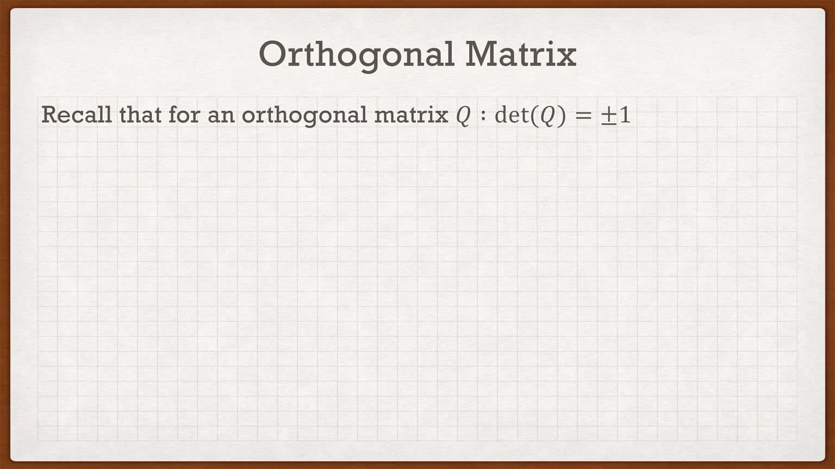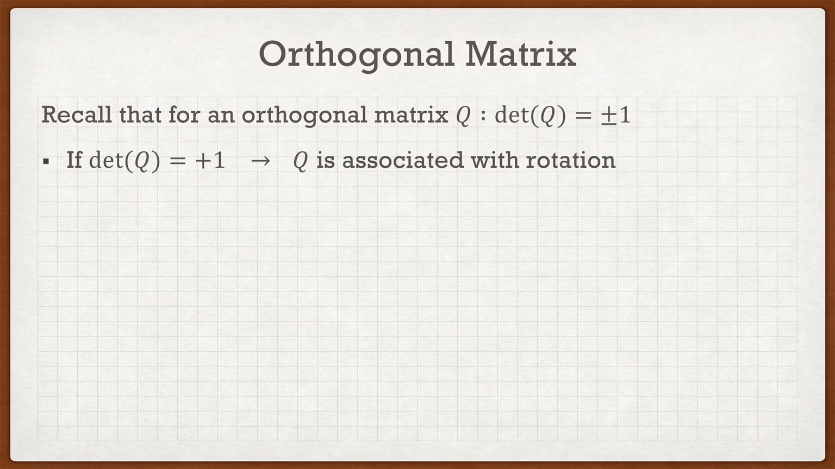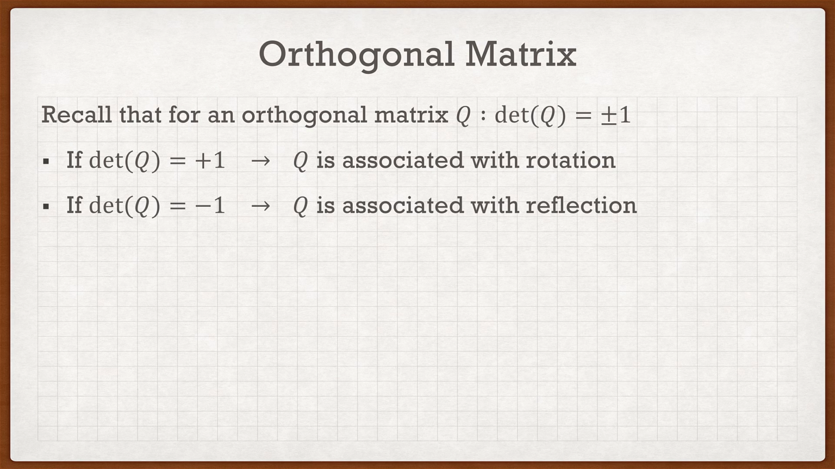So moving on from that, the second question wants to know if Q is a rotation or a reflection matrix. What is it associated with? Remember that we said the determinant of Q is equal to plus or minus 1, and that plus or minus is actually the key to figuring out this question. If the determinant is equal to positive 1, Q is associated with rotation, while if the determinant is equal to negative 1, Q is associated with a reflection.